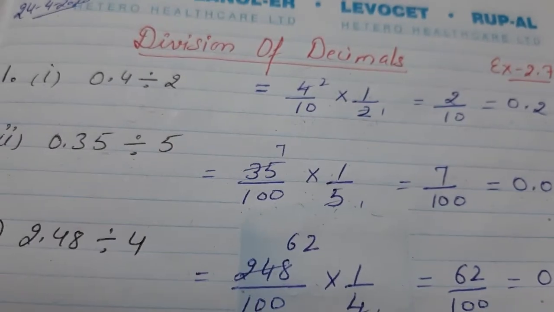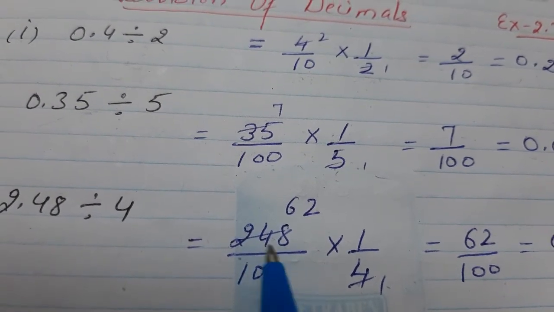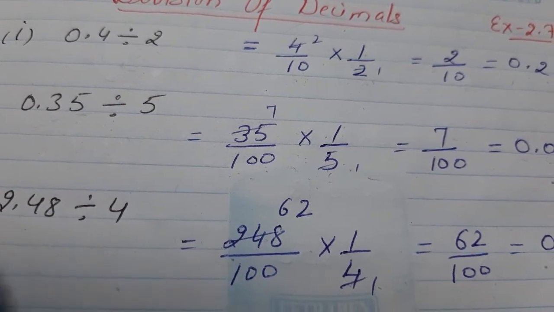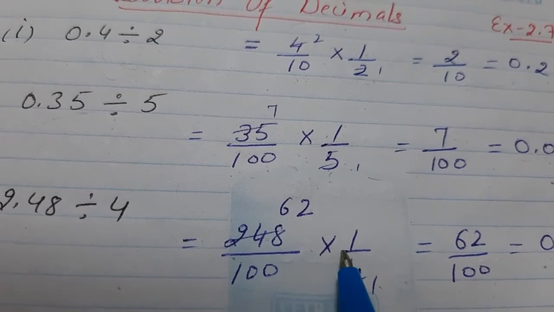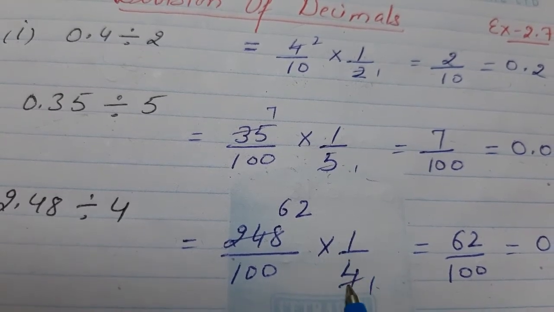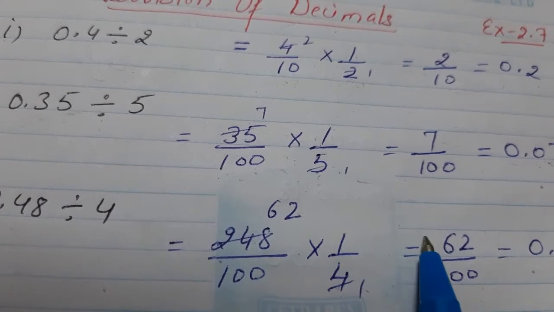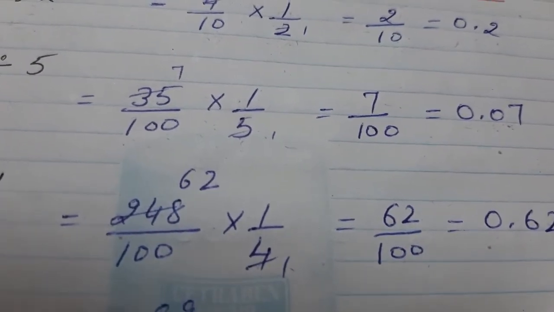Next is 2.48 divided by 4. First of all remove the decimal and it will become 248 by 100. After the decimal there are 2 digits, so in the denominator there will be 100, and multiply by 1 by 4, the reciprocal of 4. Now do the cancellations. We will get 62 by 100, and 62 by 100 can be written as 0.62.